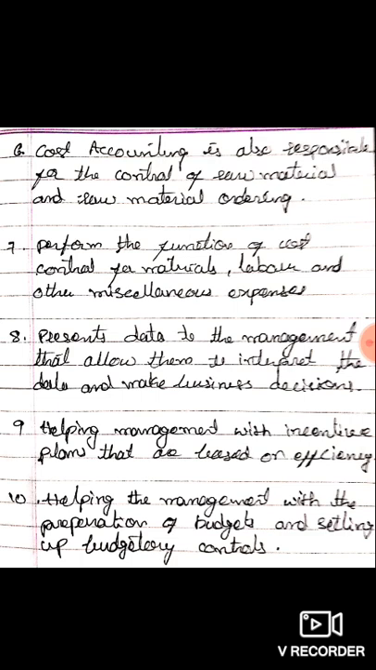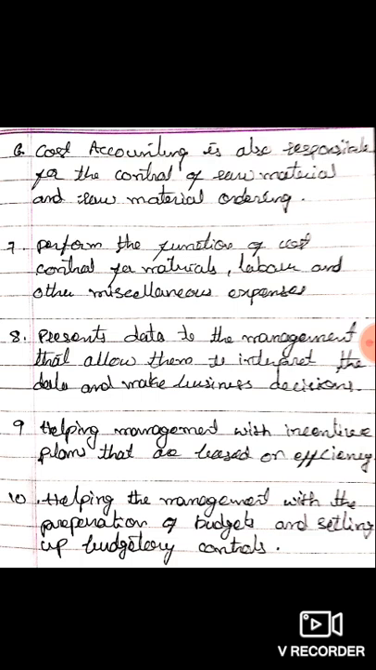So here the company can get maximum control over the costs by using cost accounting. And cost accounting presents the data to the management that allows them to interpret the data and make business decisions. So cost accounting plays a main role in management decisions, and it provides the specific and important data for decision making in manufacturing and in the sales of the company.